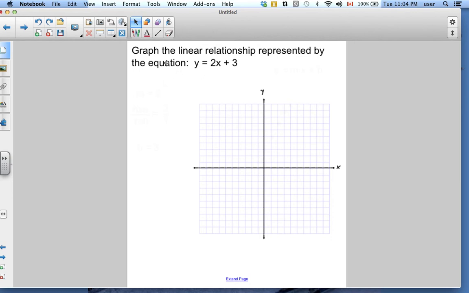To start off, we're going to graph the linear relationship represented by the equation y equals 2x plus 3. There's a couple things I want you to point out right away. You have your slope, that is your m. So our slope, our m, is 2. And we have our y-intercept as 3, positive 3. They're all positive there.